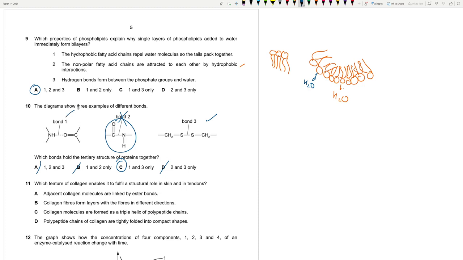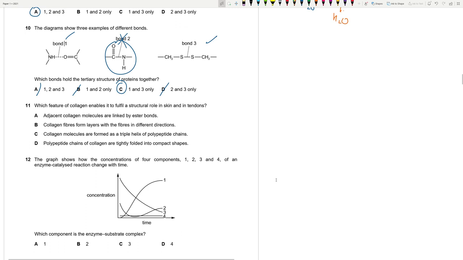This is a hydrogen bond, right? It does hold the tertiary structure. 11. Which feature of collagen enables it to fulfill a structural role in skin and its tendons? Okay, it's tendons. We need strength, structural support, right?